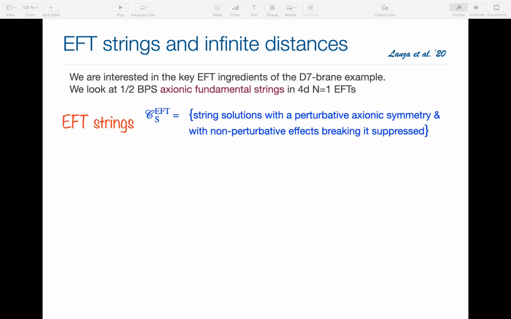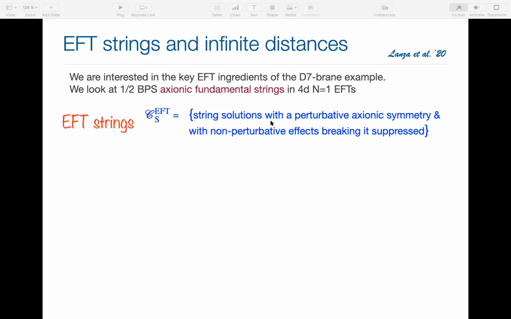So we give these guys a name because otherwise I would be saying axionic fundamental strings forever, and this talk would take a lot of time. We call them EFT strings, also because they are well behaved for the back reaction and so on, and we can treat them in a perturbative limit pretty well. And basically these guys are a string solution that describes a flow along a perturbative region with a perturbative axionic symmetry, such that the non-perturbative effects, which are the only ones that can break the symmetry, are suppressed.